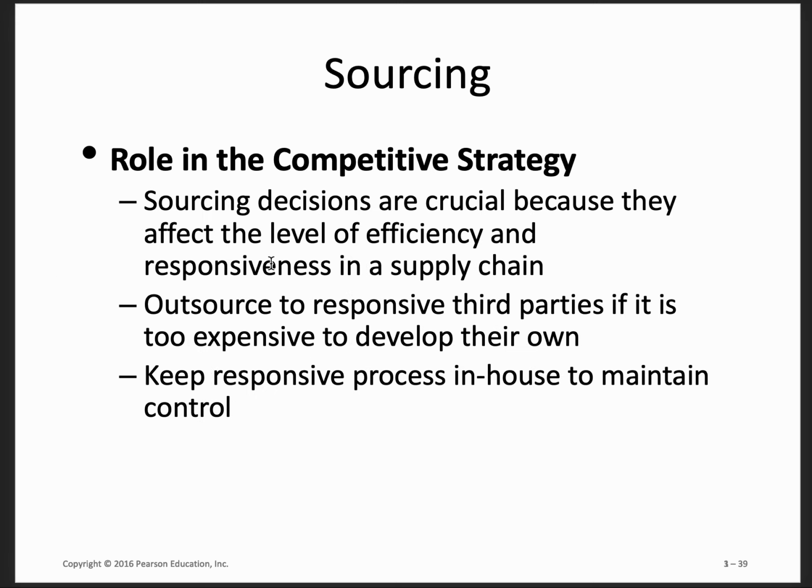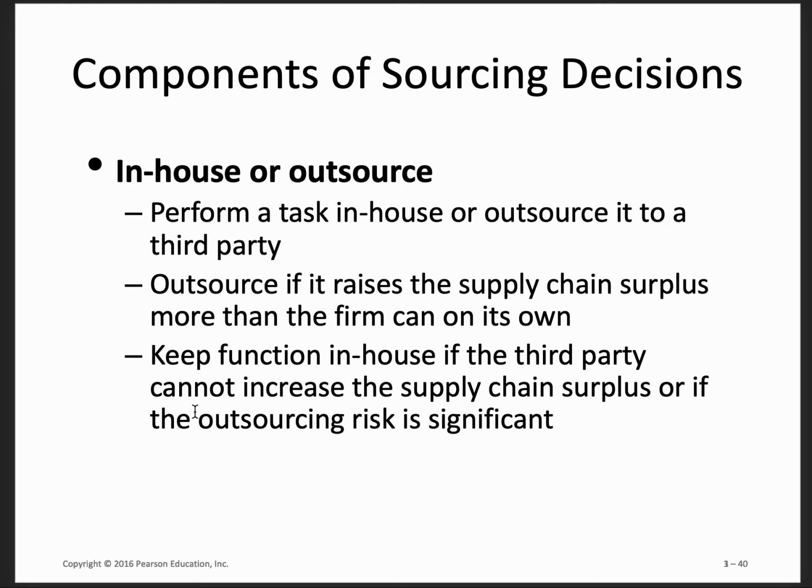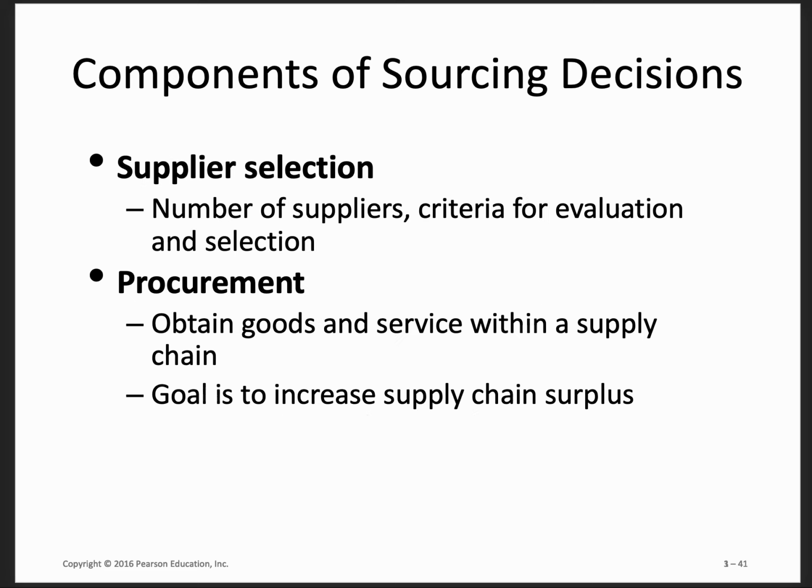Now, sourcing decisions are crucial because they affect the level of efficiency and supply chain responsiveness. So if you have a very responsive supply chain, that is something where you might want to use a third party because they might be much faster. But that's for responsiveness. If you're looking at efficiency, it might make sense to do it internally because doing it internally tends to be cheaper, right? So that's something to keep in mind. So in-house or outsource. Again, we'll talk about some of this when we look at some of the decision tree methods that we do. Do we keep it in-house? Do we outsource, and so on, right?